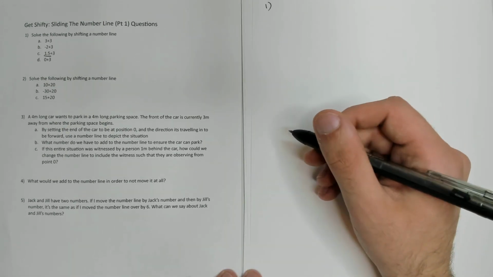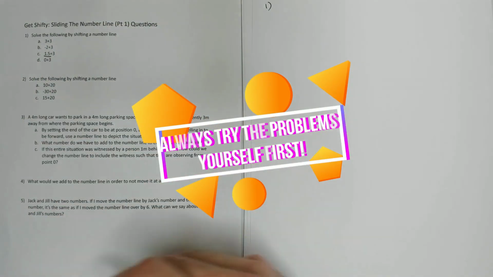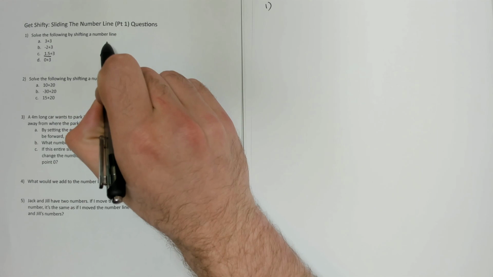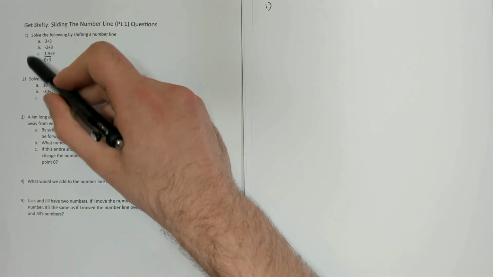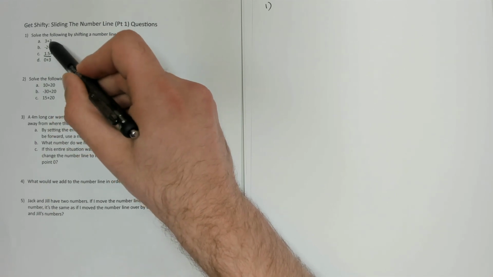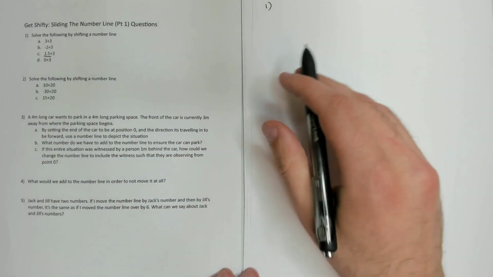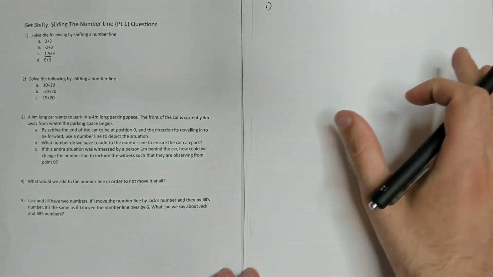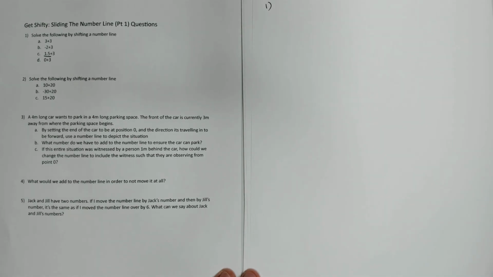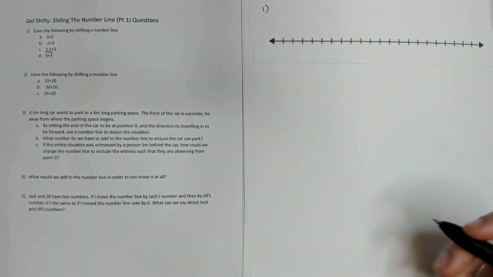Now, to get more comfortable with this type of thinking, I've prepared some practice problems that we're going to try. So let's look at number one. Solve the following by shifting a number line. All four of these parts involve adding 3, right? We have 3 plus 3, negative 2 plus 3, 1.5 plus 3, and 0 plus 3. And as we noted last time, shifting a number line will allow us to do all of these in one step. So let's take a number line here and go about labeling it.